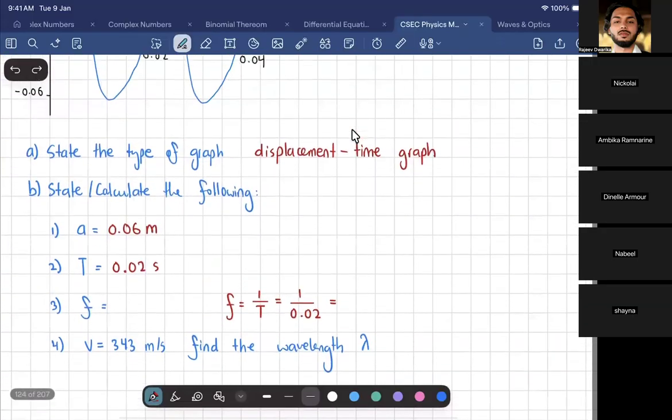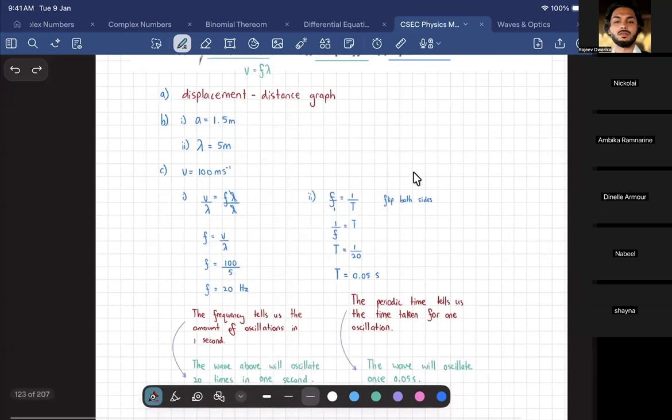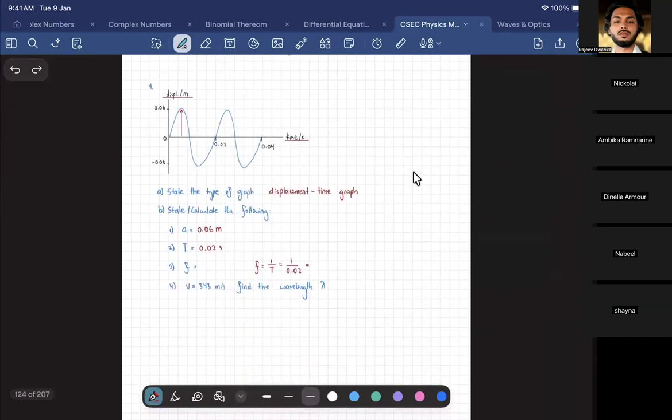Oh my God. So Drew, we are very deeply sorry. I only now realized that I was not recording, but I wouldn't say you missed much. We looked at a displacement distance graph and we looked at a displacement time graph.